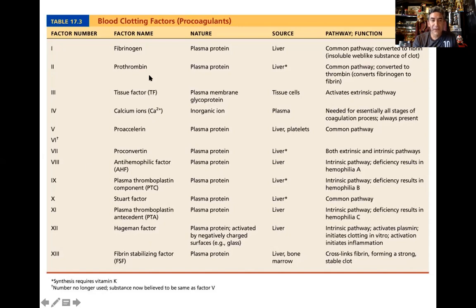Right here, this tissue factor is a little bit different. It's a glycoprotein tissue factor that's actually from the cells, from the tissue, not from an organ. It's the individual cells themselves that release this tissue factor.